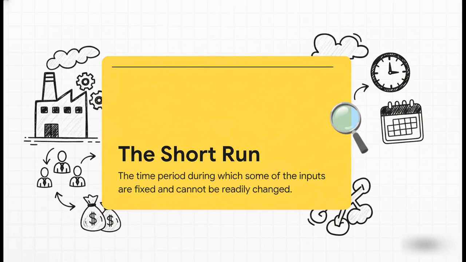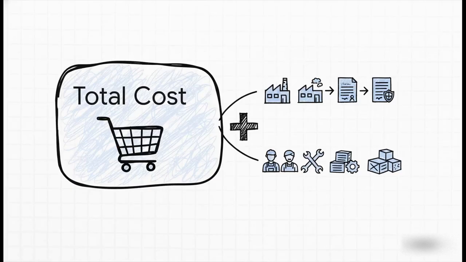The classic example is a factory. In the short run, sure, you can hire more workers, you can order more raw materials, but you are stuck with the size of your factory and the number of machines inside. That building, that equipment, those are your fixed inputs. And this fundamental constraint gives us the master equation of short-run costs. It's really simple. A company's total cost is just its total fixed costs plus its total variable costs. Every single expense a business has during this period falls into one of those two buckets.